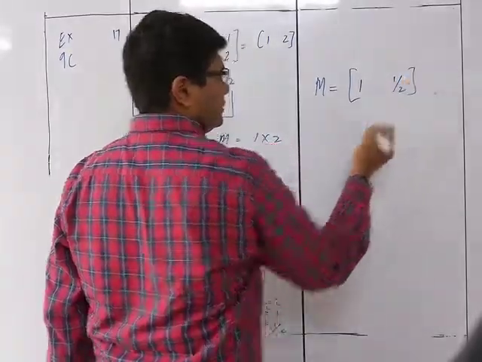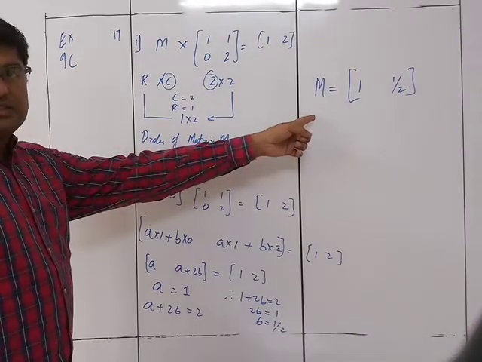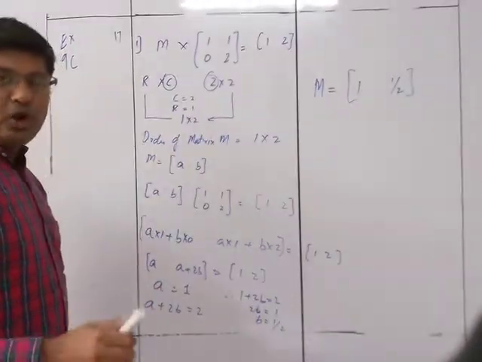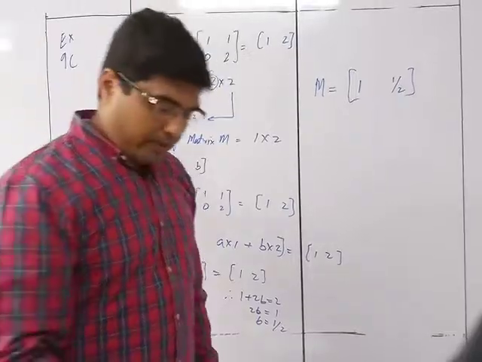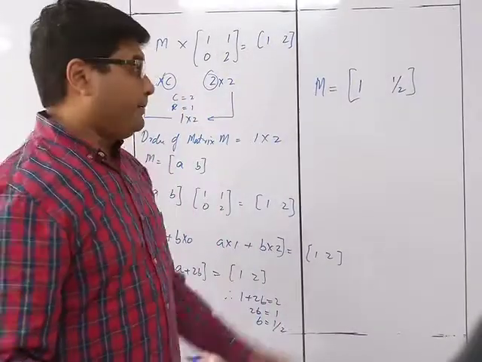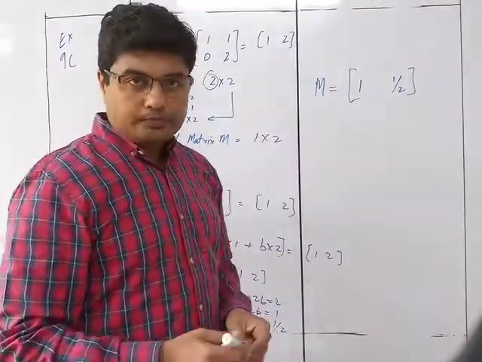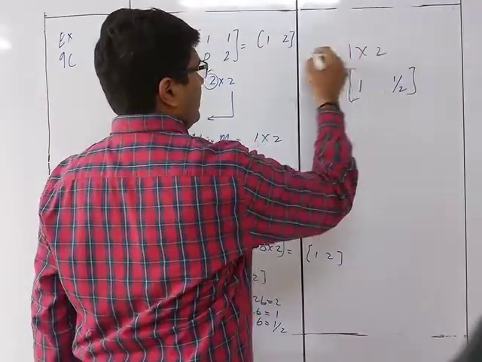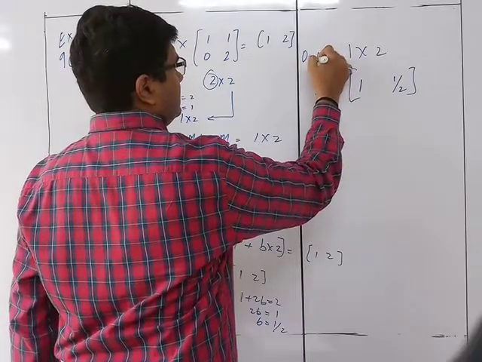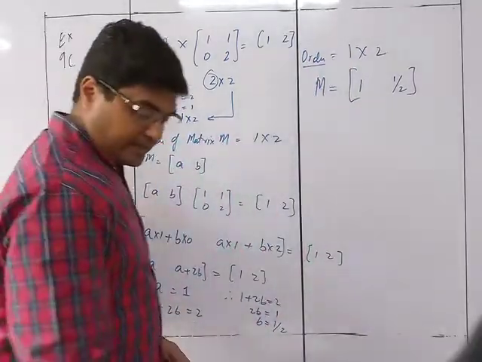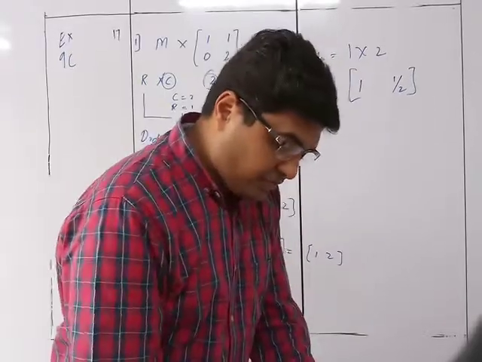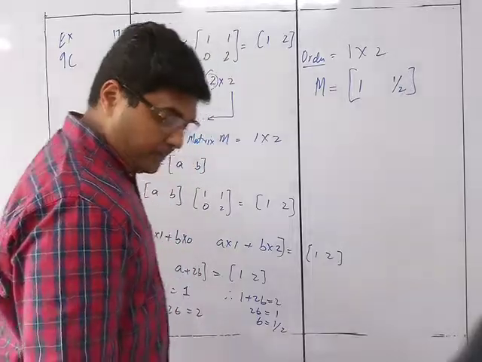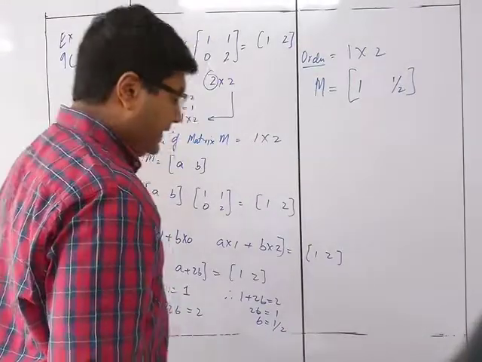Very important to write this answer as the matrix M, because finding out just A and B is not the criteria of what we want. We are asked to find out the matrix M. So matrix M is 1, 1 upon 2. That is the matrix, and order of matrix was 1 by 2, which we found out earlier also. So order is 1 by 2. Just check the answer. Sum number 17, the first one is given as 1 by 2, 1, 1 upon 2. Perfect, right?